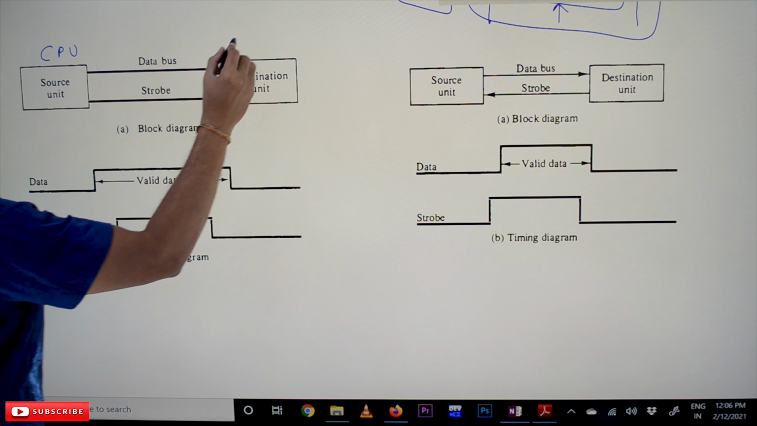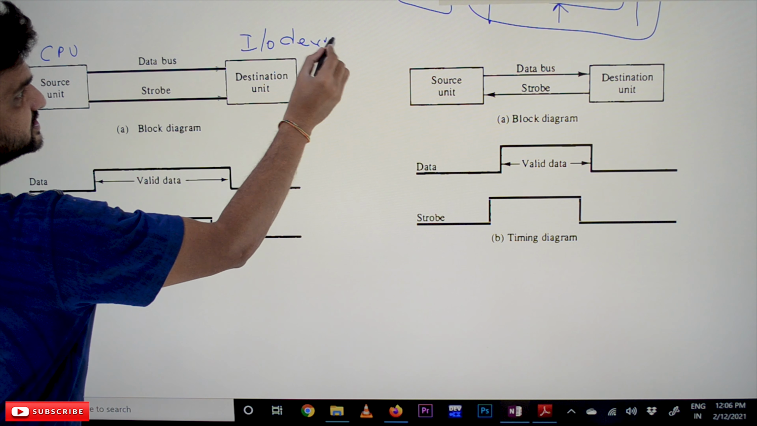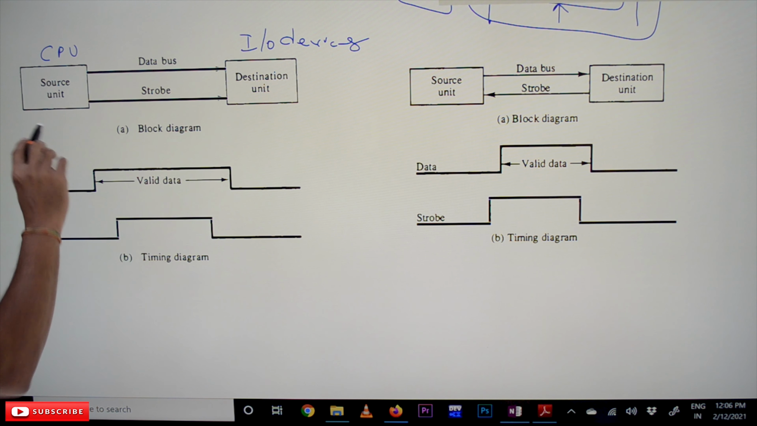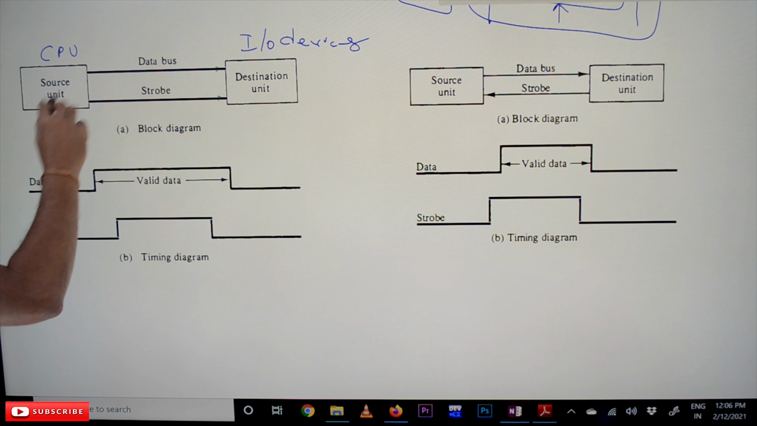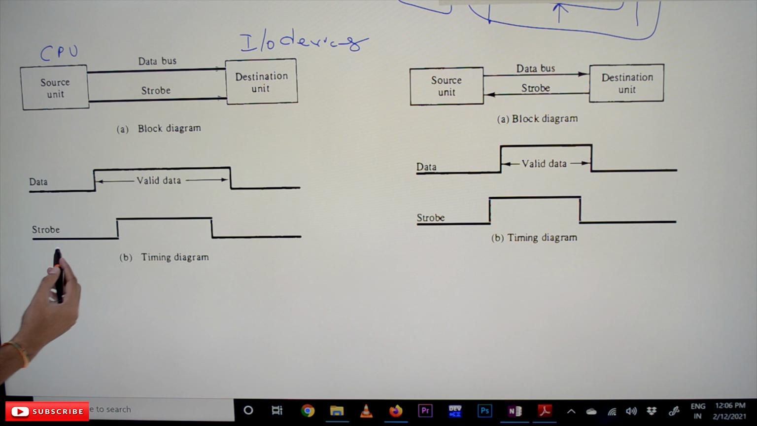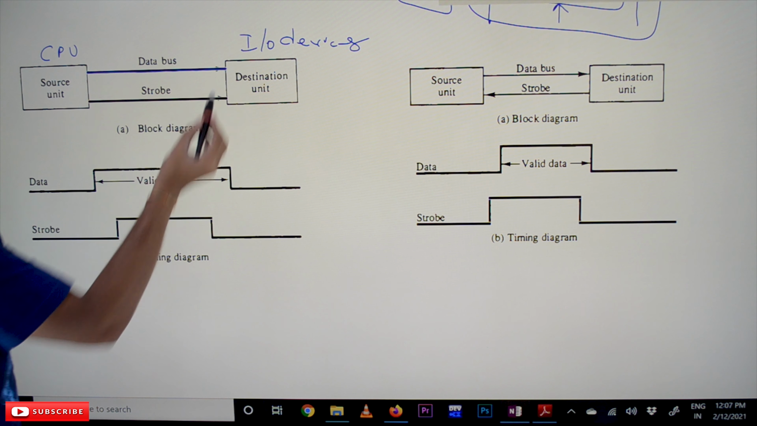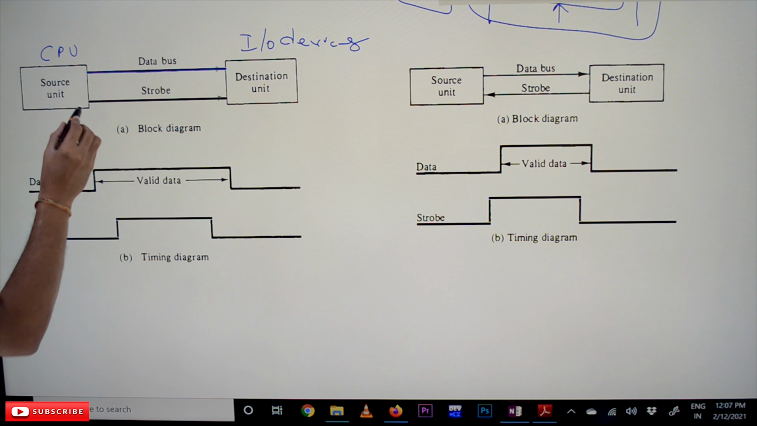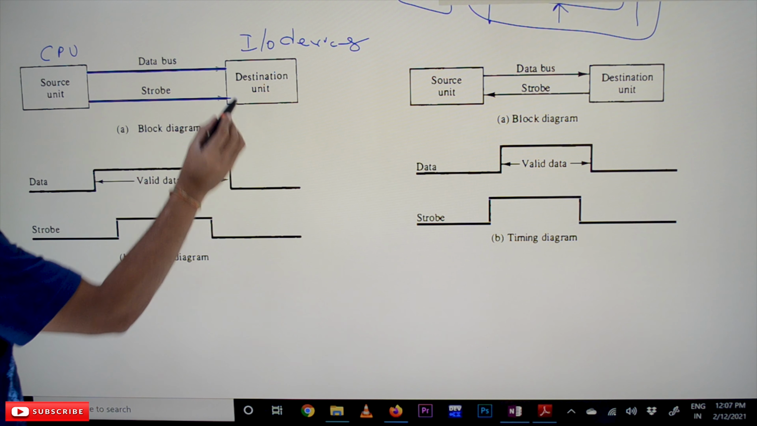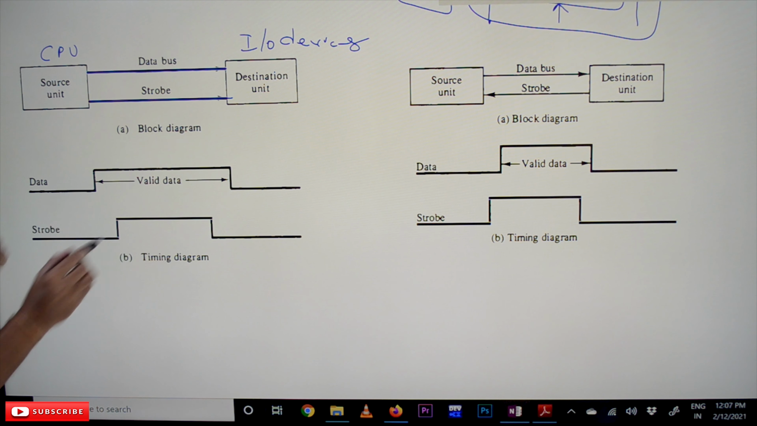So the destination unit is the IO device. What happens in this transfer of data from the source device to the destination device, or from the destination device to the source device, is that the data bus is going to take the data that we want to transfer, and along with that we are going to have another signal line called the strobe signal line.